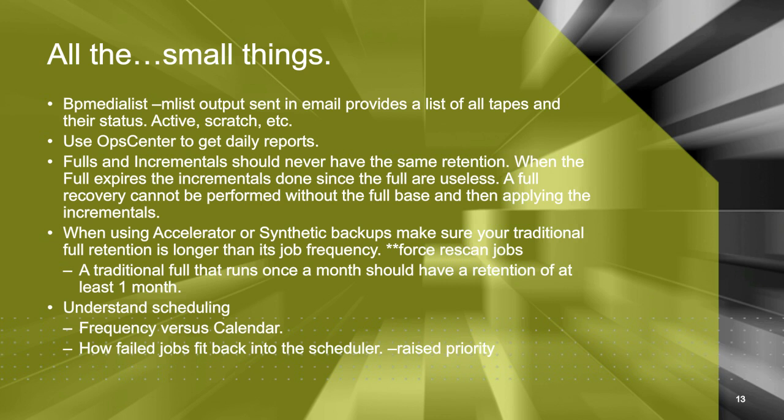When you're using Accelerator or synthetic backups, you want to make sure your full retention is longer than its job frequency. The reason for that is there's a track log there. If your full retention is dropping off a day or so before the next full runs, you'll be looking at a full reseed of that Accelerator backup, as opposed to the functionality of Accelerator, which makes it work better by just sending changed bits. It might rescan everything, but for the actual storage, you won't have to pull all of that data back over. So you want to pay attention again to the full there. Make sure that your expire date isn't before your job frequency.